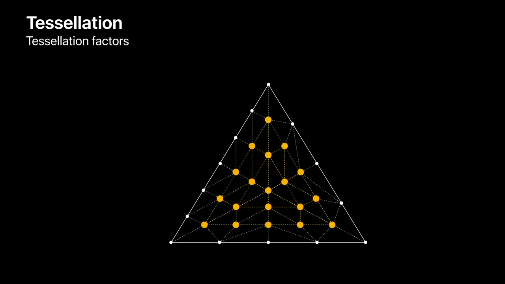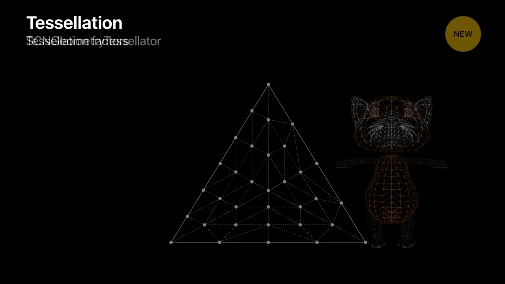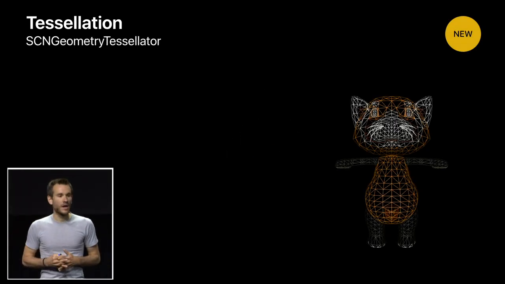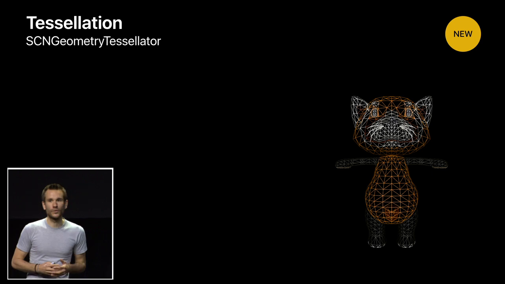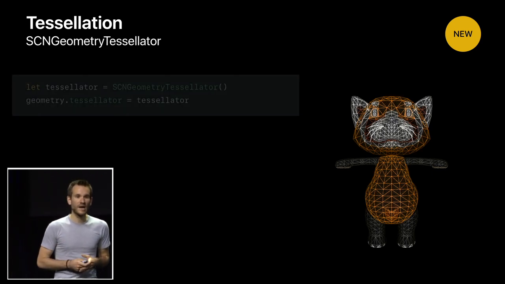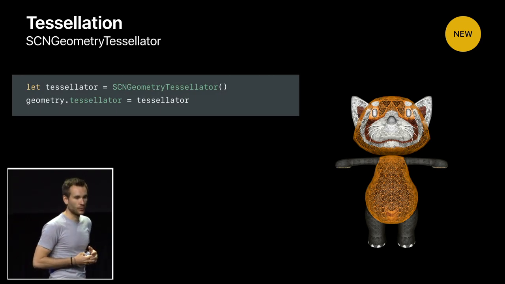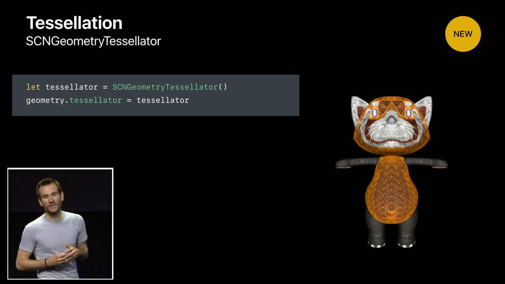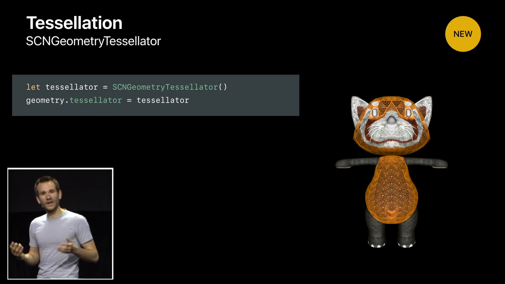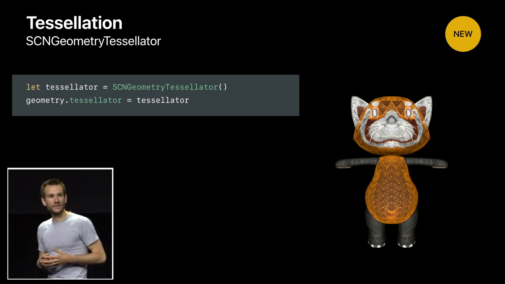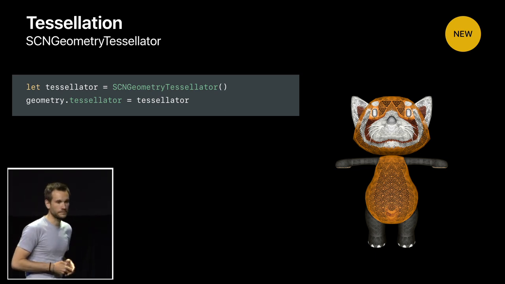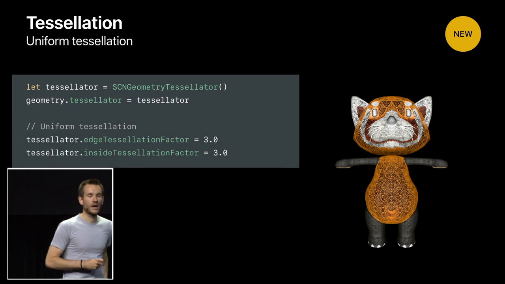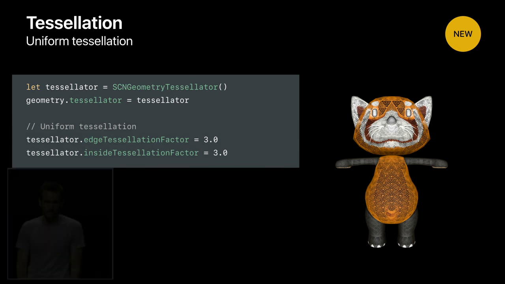So these are called tessellation factors. Now, SceneKit is a high-level API, and we made it super easy for you to control tessellation. We are adding the new SCNGeometryTessellator class, as well as the tessellator property on SCNGeometry. And the tessellator exposes a few properties that allow for different modes. So let's have a look at the simplest example first.